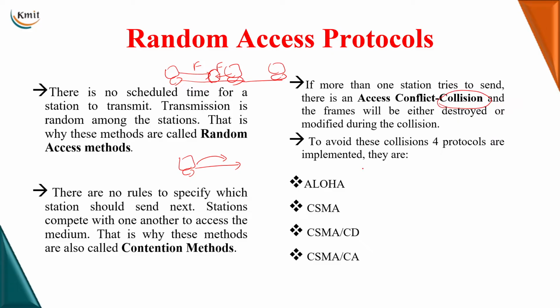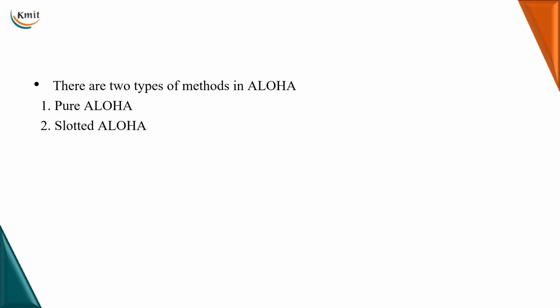Now, why are these random access protocols required? These random access protocols are required to avoid collision. To avoid collision, we have four protocols. One is Aloha, CSMA collision detection, CSMA-CD, and CSMA collision avoidance, CSMA-CA. We are going to learn each one of them. Let us start with Aloha.